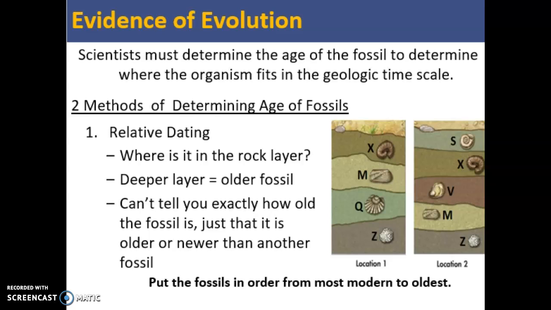For example, in these rock layers over here, we see that S is closest to the surface. Alright, so we know that this is a more recent fossil. Alright, X is a little bit older than S. Alright, and then you have V, followed by M, and then Q, and then fossil Z, which is at the bottom of this rock layer, is going to be the oldest.